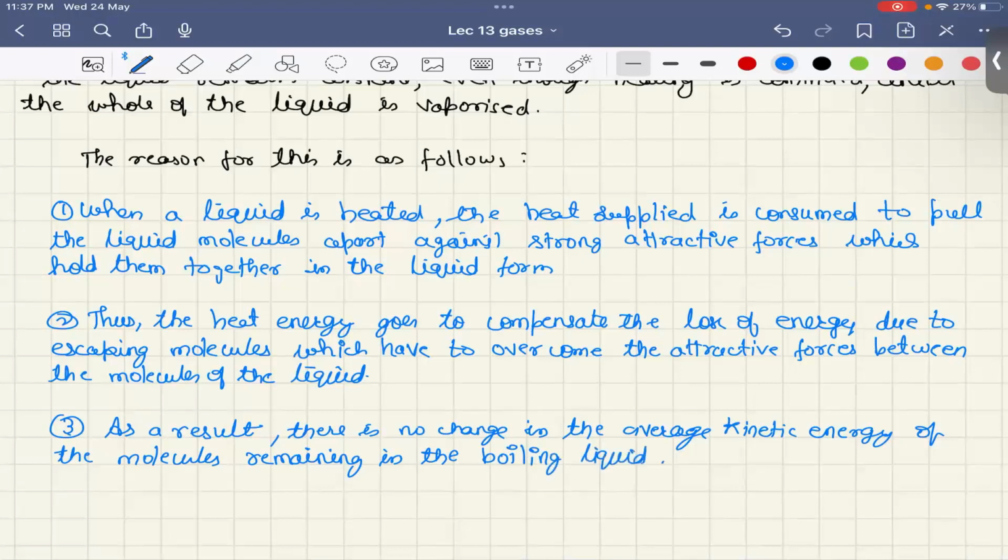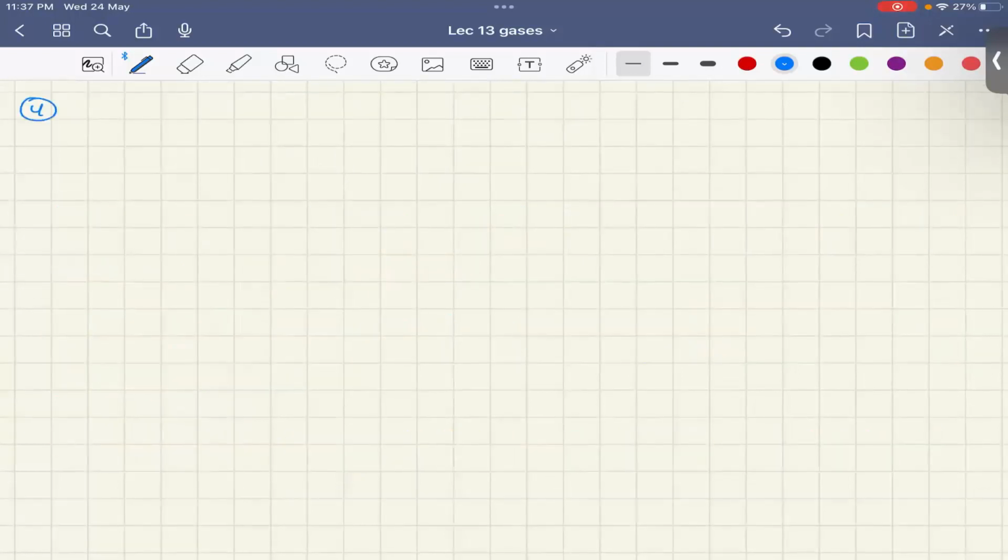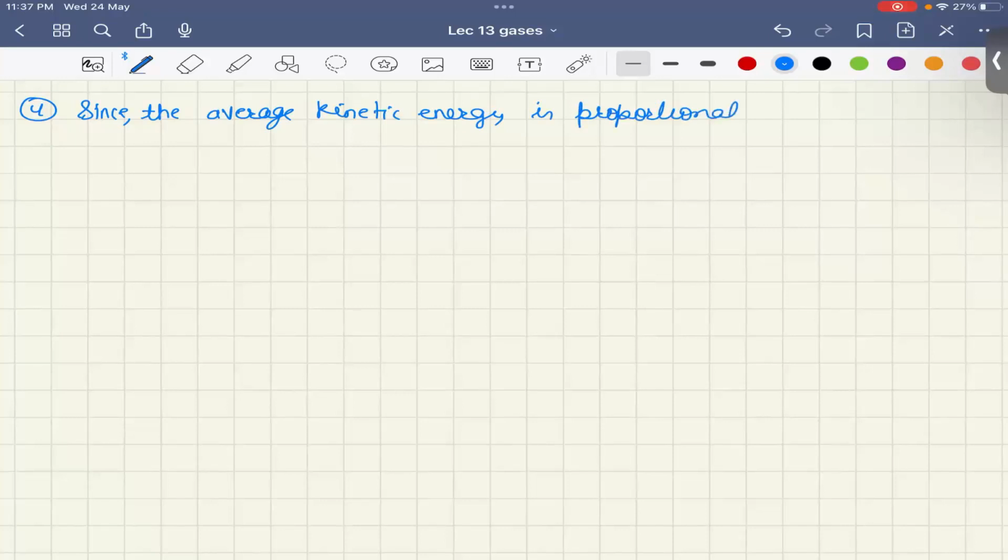right? Since the average kinetic energy, it is half mv square, is proportional to temperature.